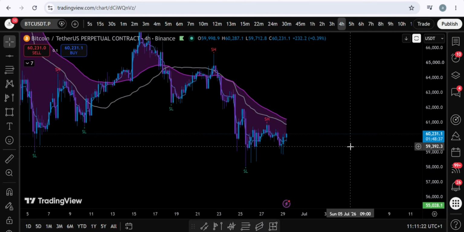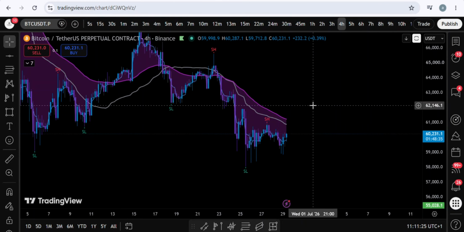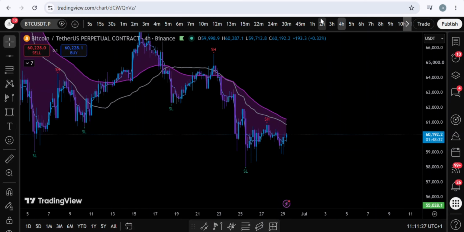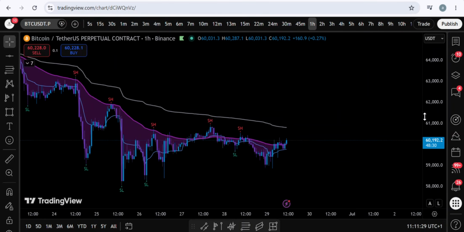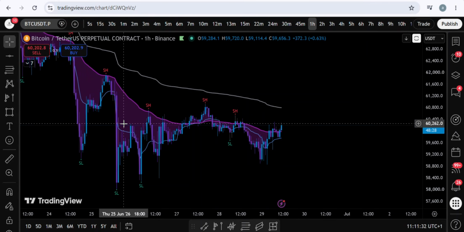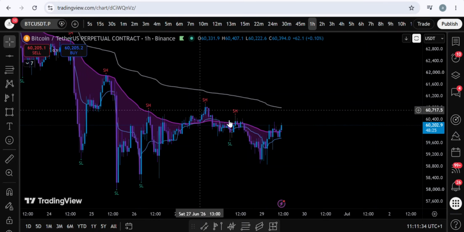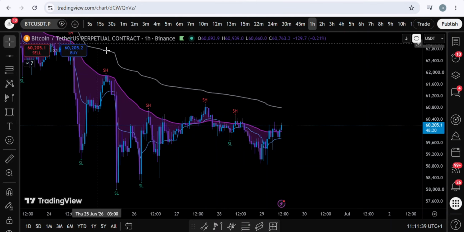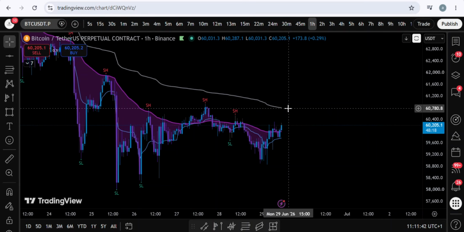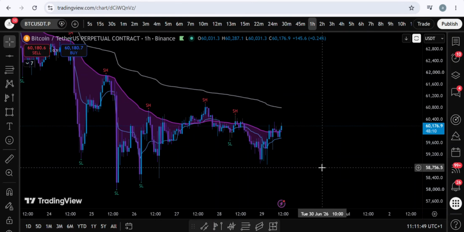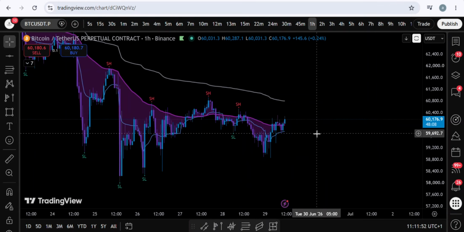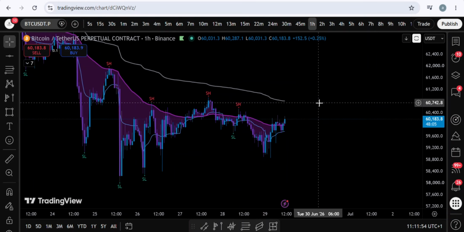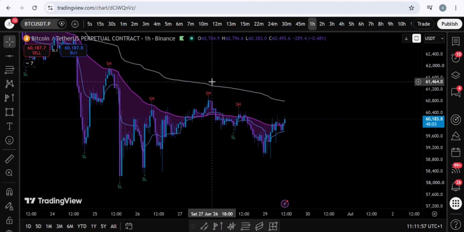Now, if we go over to the 1 hour time frame, we can see that we need to break this swing high here, and then this one. And there's a possibility we might get rejected at this anchored VWAP, which is sitting at 60,008. So could we get a push up and reject for one more push back down? Possibly. And it's looking like that way as well.